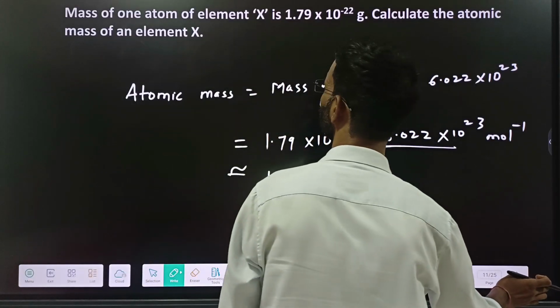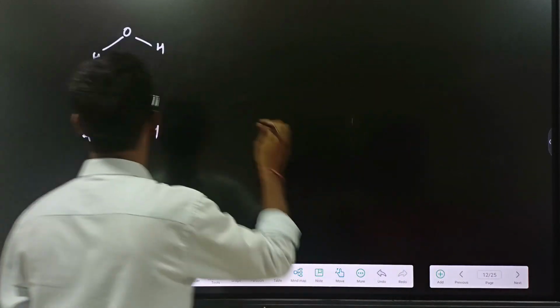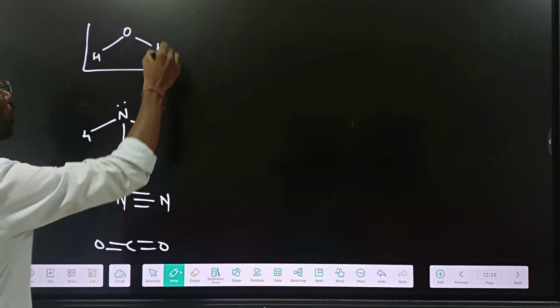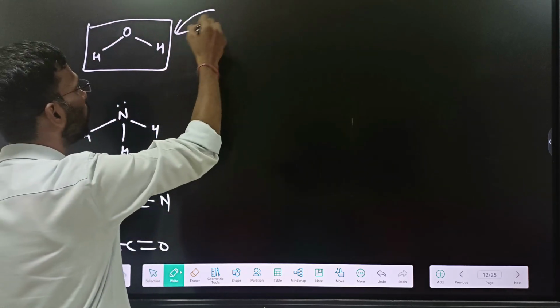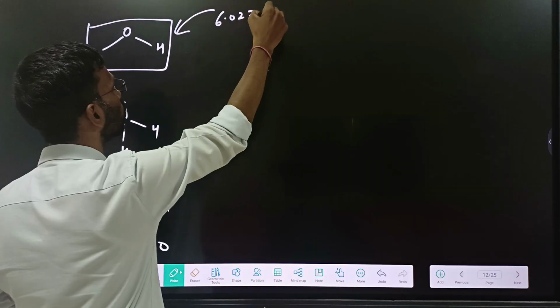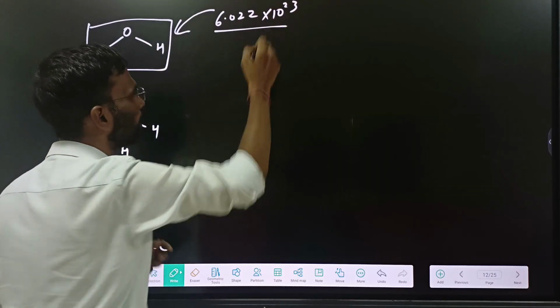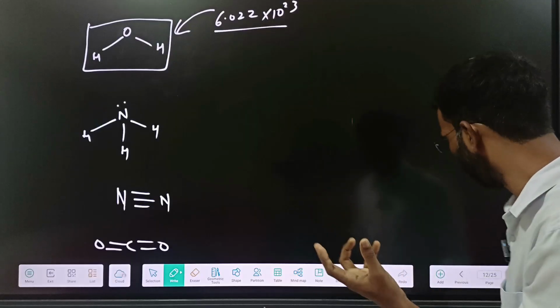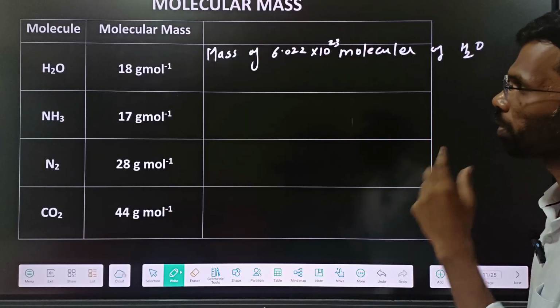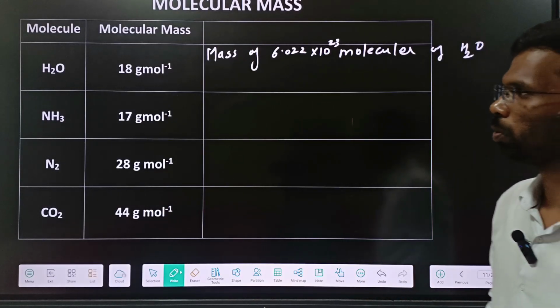Molecules of H2O means what? Like this. This is one molecule. So when like this, how many? 6.022 into 10 raised to 23 units like this of H2O will come together. That time it will weigh how much? 18 grams per mole. Okay.